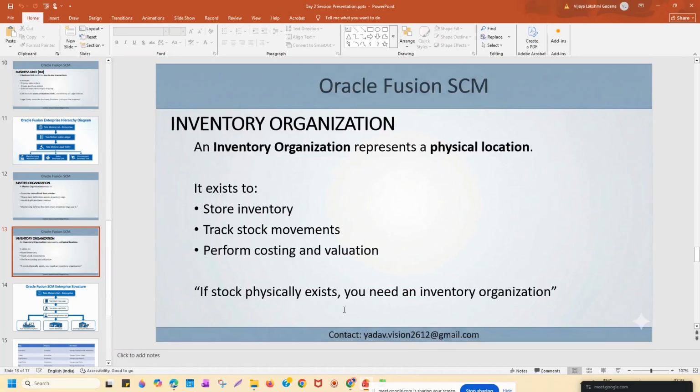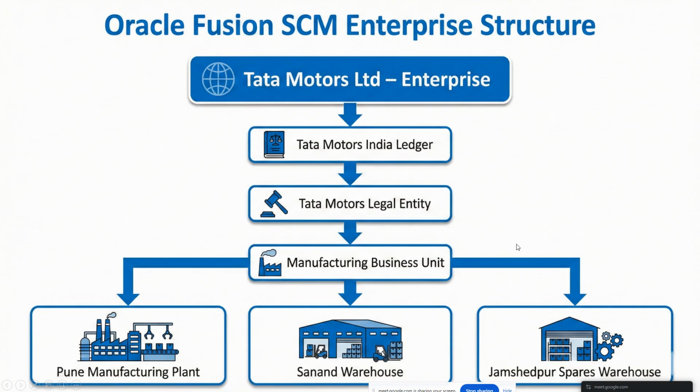Fine. So, inventory organization level. At the end of the day, you can see this is your overall enterprise structure. Tata Motors enterprise. After the enterprise, the ledger. Inside the ledger, you have the legal entity, and inside the legal entity, you have the business unit. Then you have your inventory organizations. An inventory organization can be a plant, a warehouse, a service center; anything you can treat as a warehouse or inventory organization.